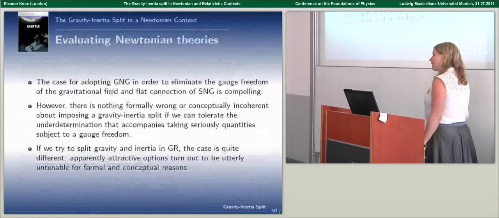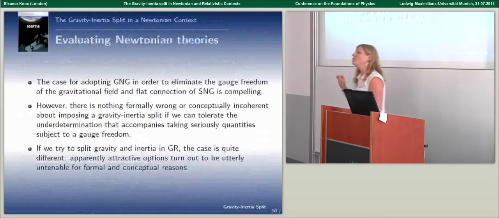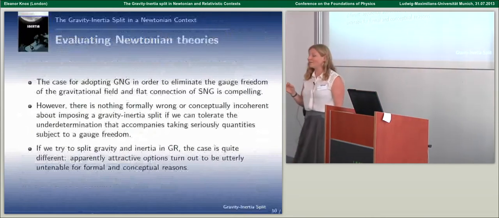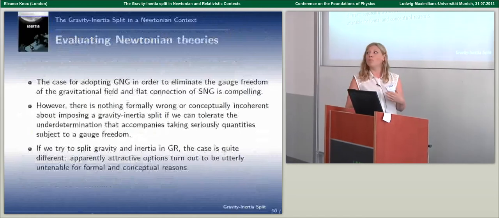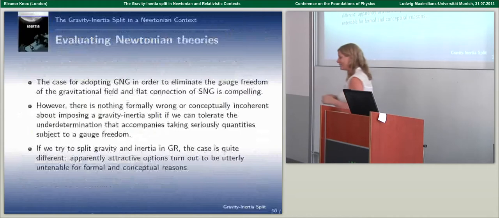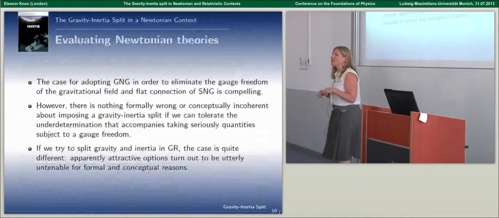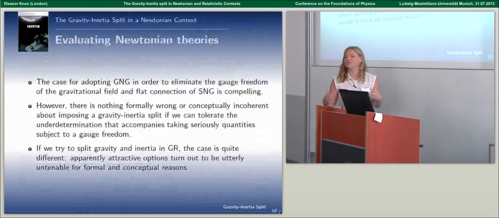Now, as I said, I think that, in fact, the case for getting rid of this gauge freedom and moving back to geometrized Newtonian gravitation is very compelling. But what I want to highlight here is a contrast with the GR case, because I'm going to argue that in the GR case, or in the attempt to do this, the move back to the geometrized formulation is sort of compulsory, not just compelling.